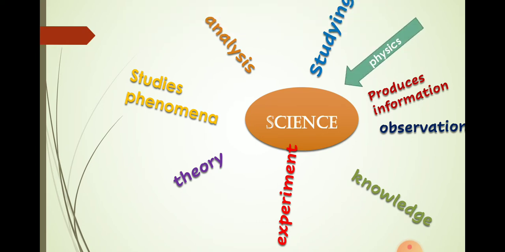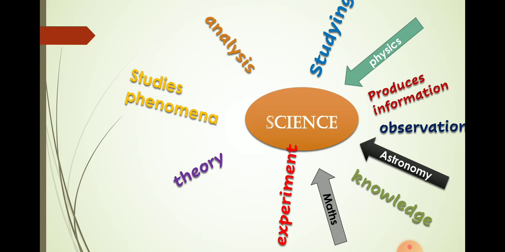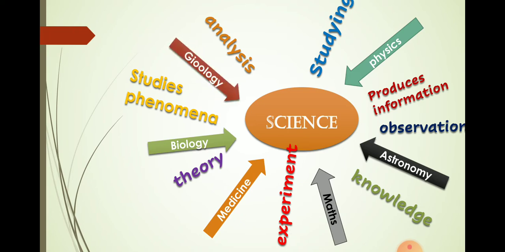As scientific branches, there are lots that we can talk about. We have physics, you all know physics, the scientific study of matter. Then we have astronomy, which is the scientific study of space. Then we have maths, medicine, and biology. Biology is the scientific study of all living things and creatures, be it human beings, animals or plants. Then we have geology. So these are some scientific branches, and there are lots of other scientific branches that we can talk about.